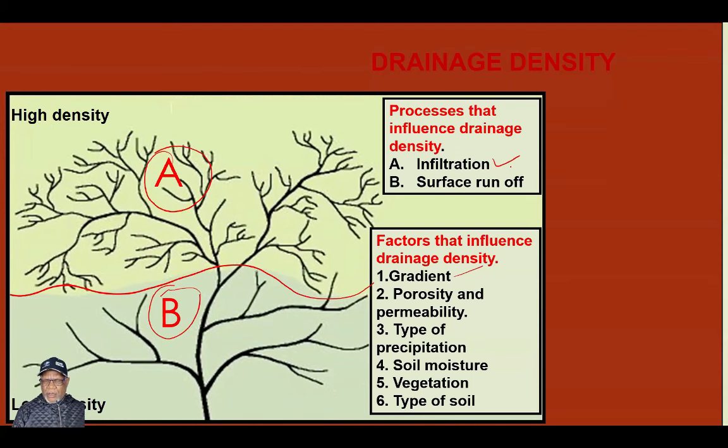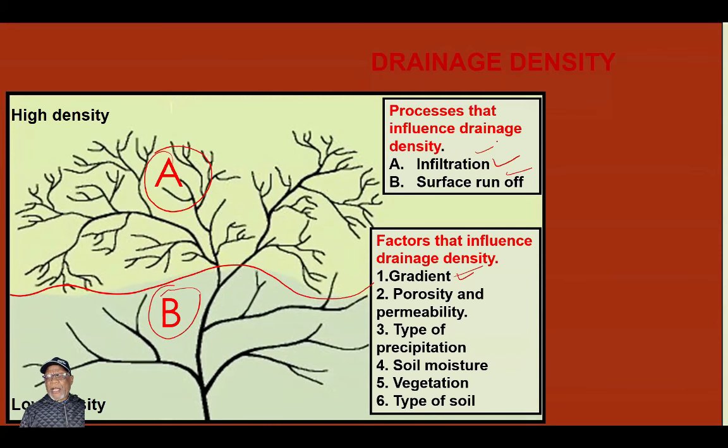And now let's look at A. How did the gradient influence density at A? Then you say at A, the gradient is steeper and therefore there is more surface runoff and less infiltration. That is why we have high density. Then that is how you approach your question.